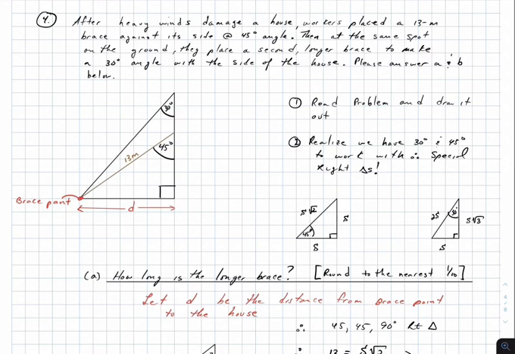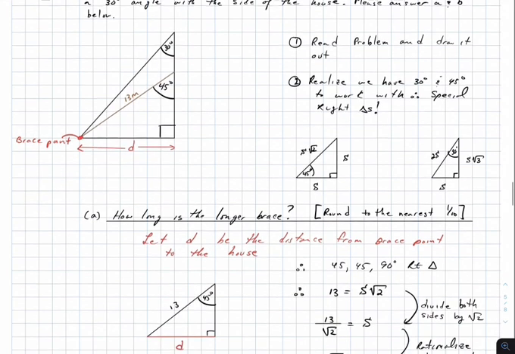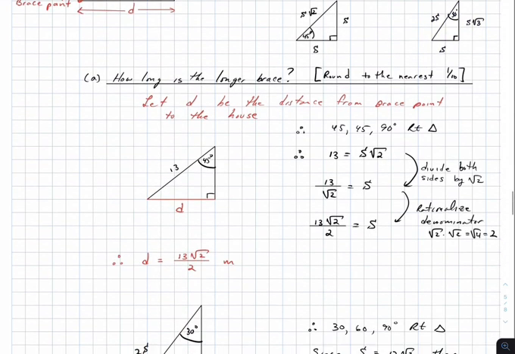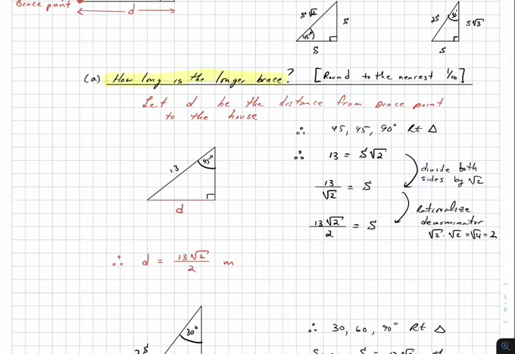We're going to keep spiraling, okay? So what I did here was I reminded you about the two special right triangles. In the 45, 45, 90, the two legs are S, and the hypotenuse is S root 2. And in the 30, 60, 90, the side that's opposite the 30 degrees is S, the side that's opposite 60 degrees is S root 3, and the side that's opposite the right angle is 2S, or the hypotenuse. So, the first real question we have is, how long is the longer brace?